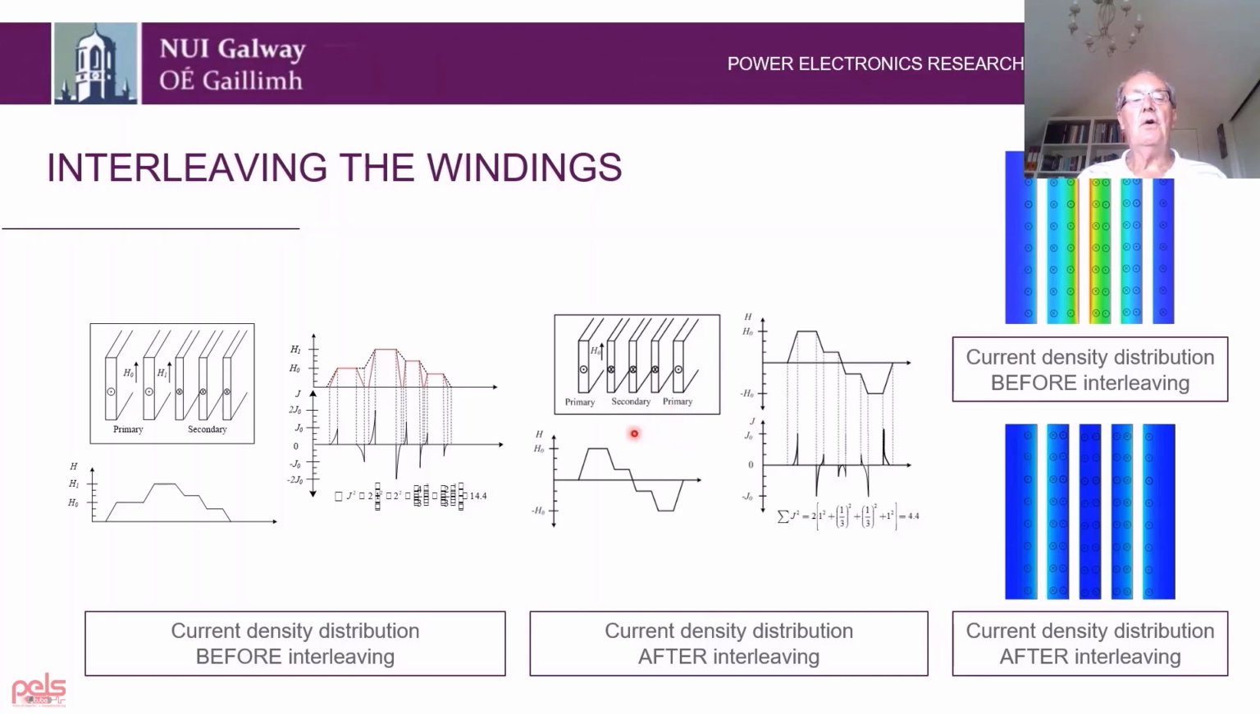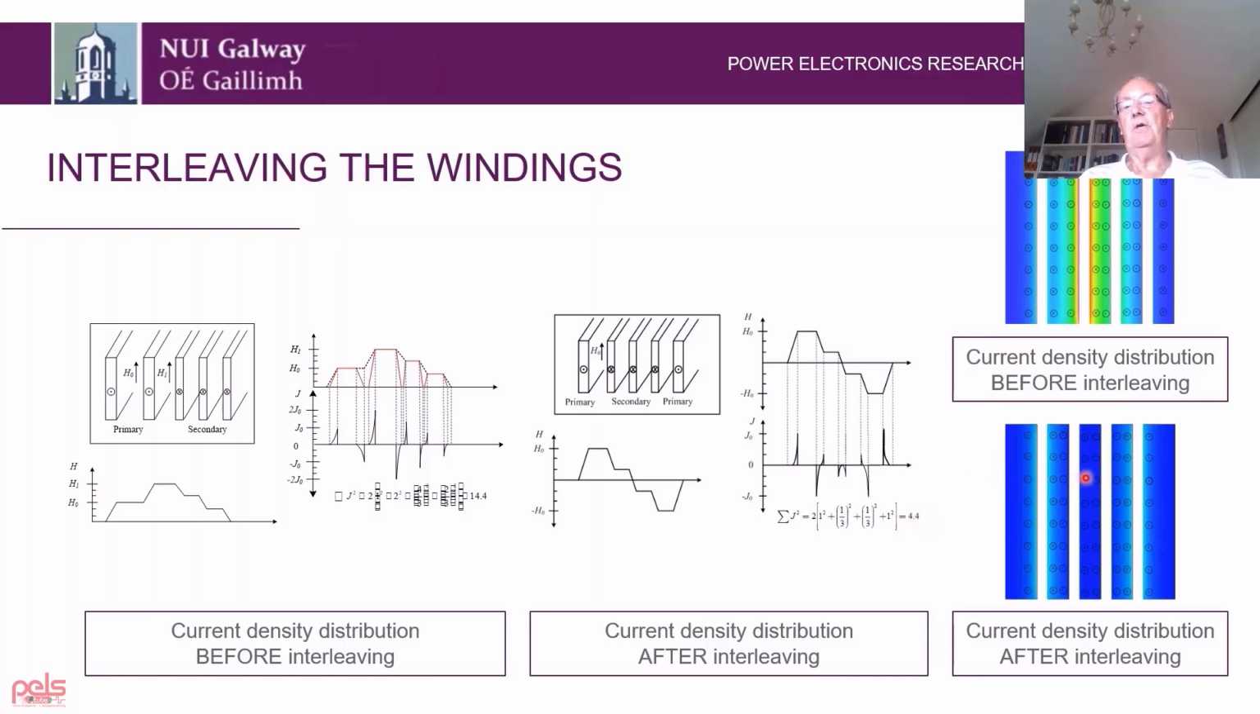And if you look at the current density over here, it's quite easy. In terms of our magnetic field, we'll take the peak of each value, square them and add them up, and they come to 14.4. If we do the same over here, because our magnetic field now is only half of what it was over here, we actually end up with 4.4. Now, this is very crude, but as an approximation, we can see that we've reduced our proximity effect by roughly a factor of 3 by interleaving the winding.